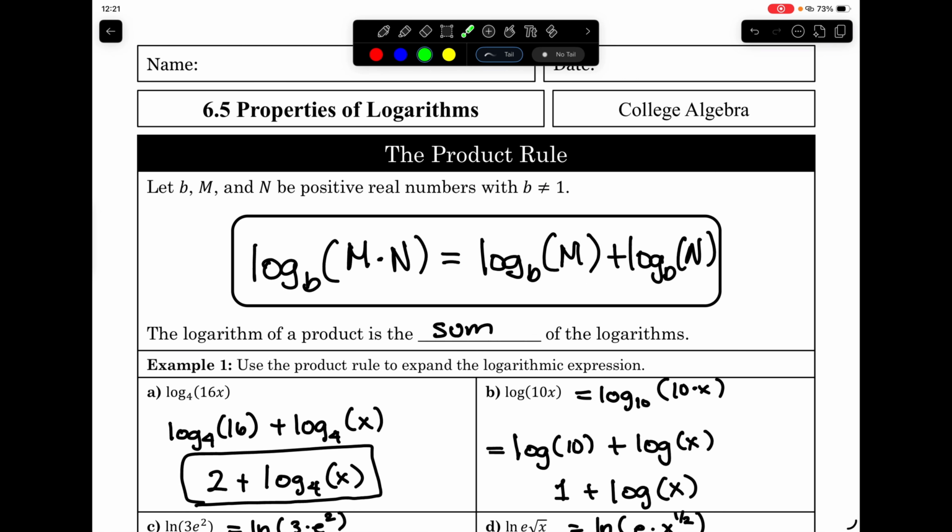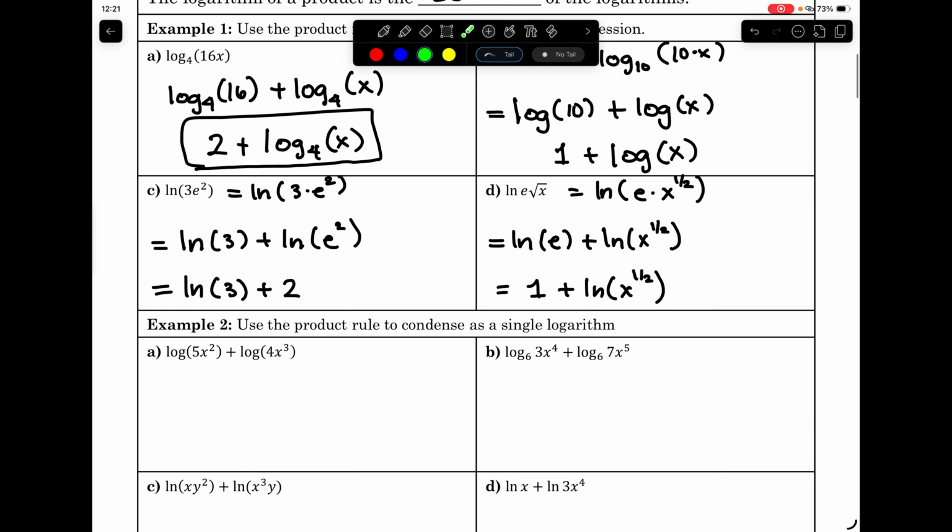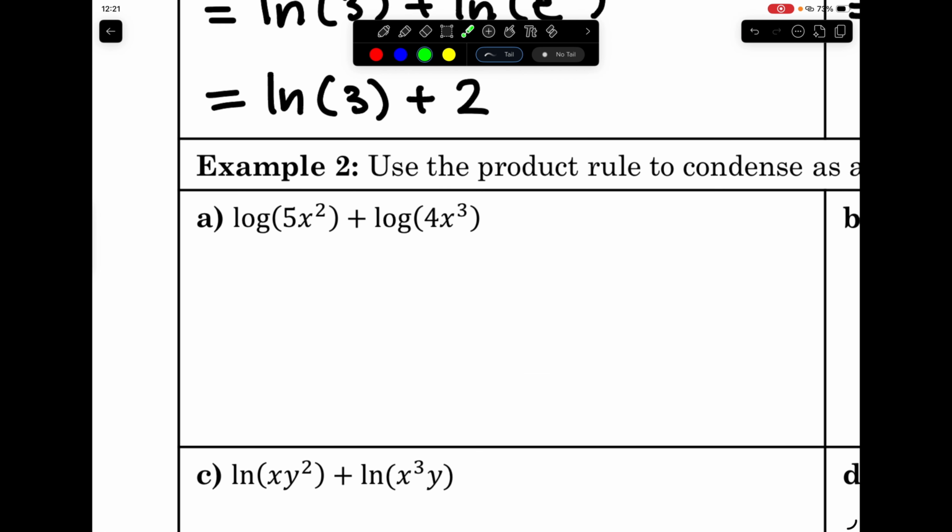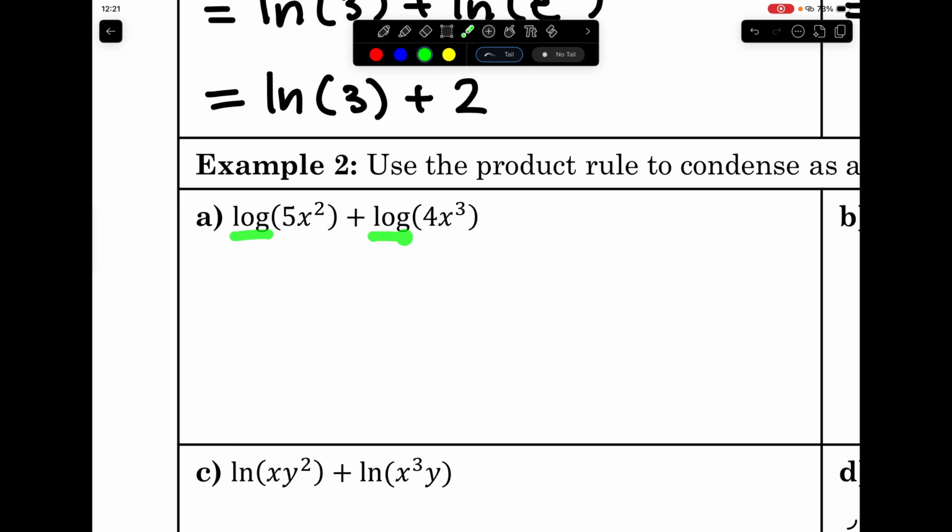Now the other usefulness of this property is that we can go in the opposite direction. If I'm adding 2 logs that have the exact same base, I can condense this to 1 log by multiplying the input values of each independent log. So for example, in example 2, since I have the common log of 5x to the second and I'm adding another common log of 4x to the third, I can simplify this as 1 common log. So I can write this as 1 log base 10.